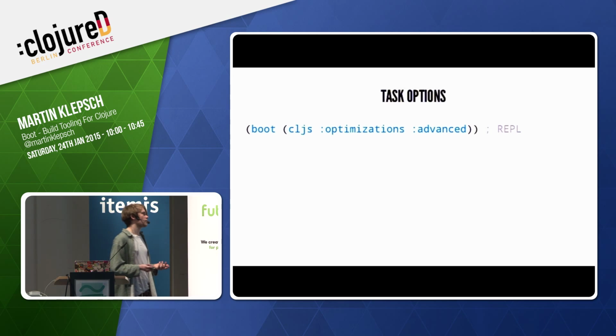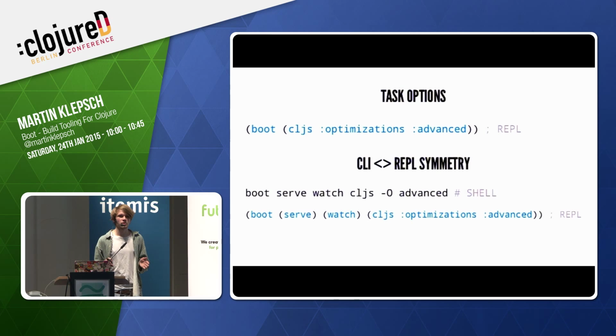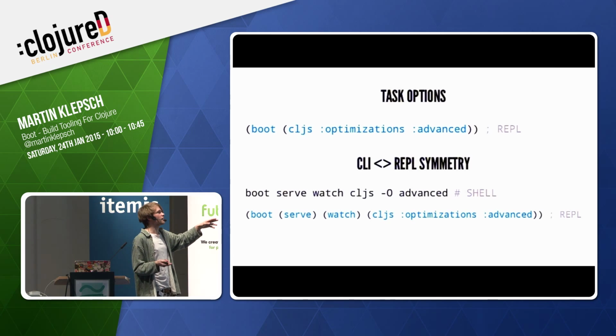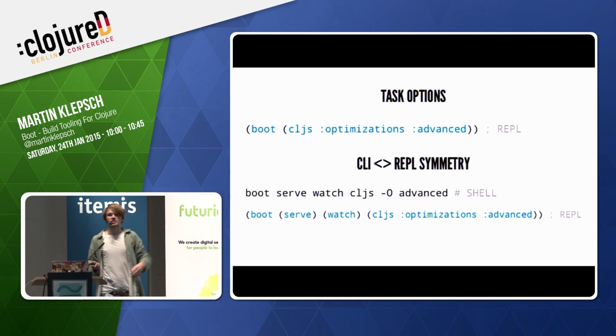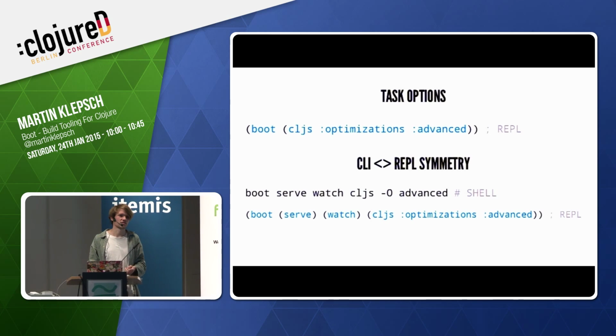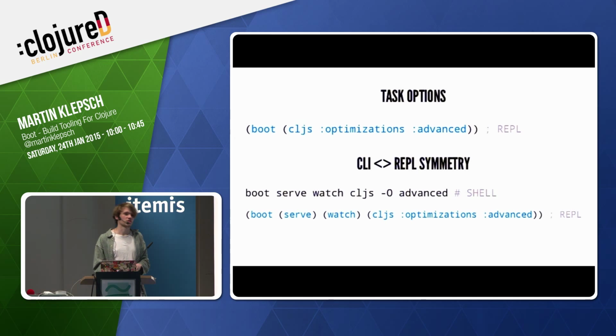And then another thing, which is I think also a really nice feature, is that there's a symmetry between how you call tasks in a program or in the REPL and how you call them in the command line. So what you can see here is a boot invocation, which is actually in a shell, a boot serve watch CLJS optimizations advanced. And this is completely identical to the one below. So you get this kind of symmetry for free, which makes it really easy to experiment with tasks and to just play around with options and do whatever you feel like.